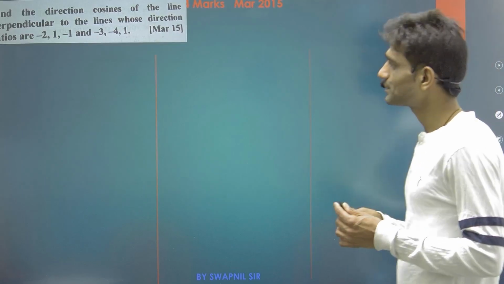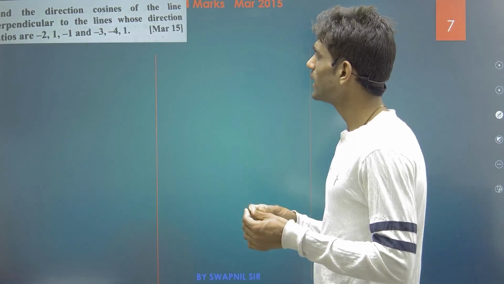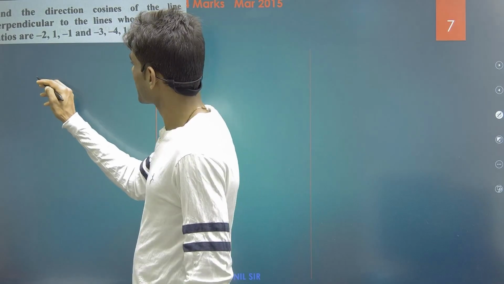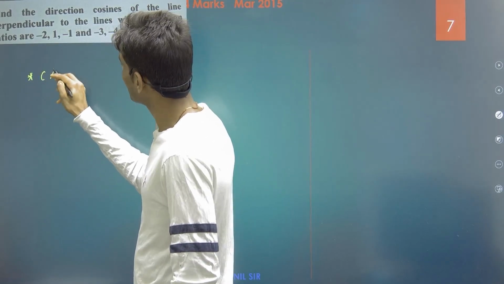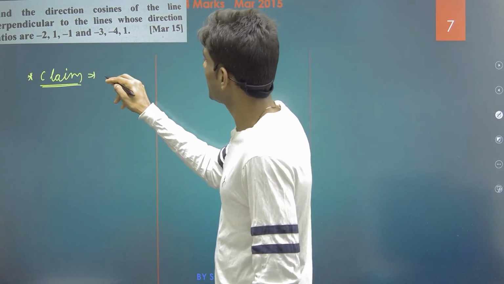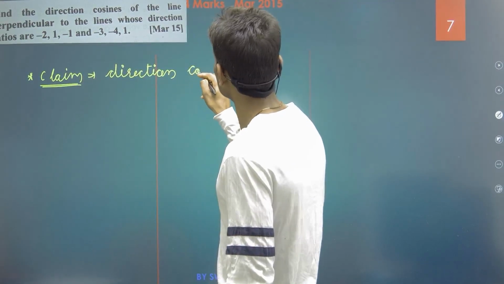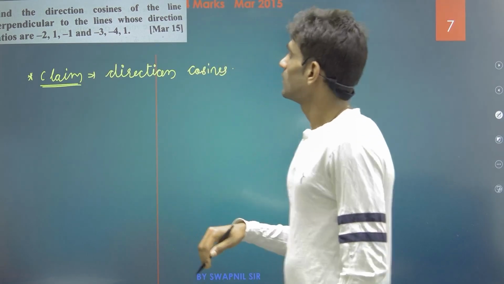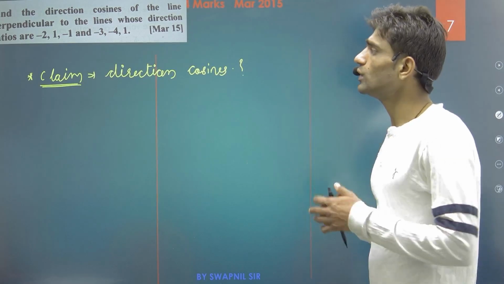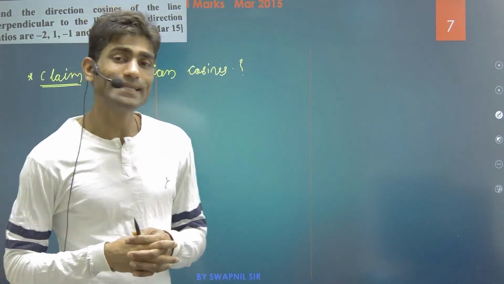Now let's move to the next example. In our next example we are given: find the direction cosines of the line perpendicular to the lines whose direction ratios are minus 2 1 minus 1 and minus 3 minus 4 1. So what we want here is the direction cosines of the line. This example is similar to the previous example.